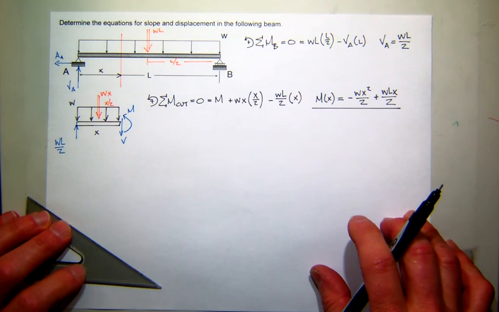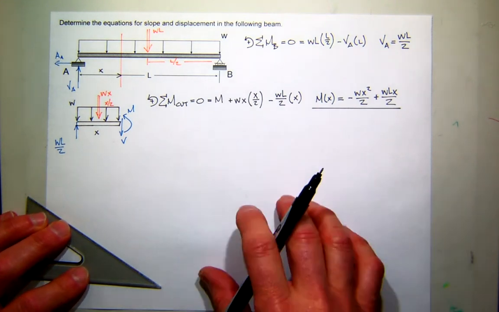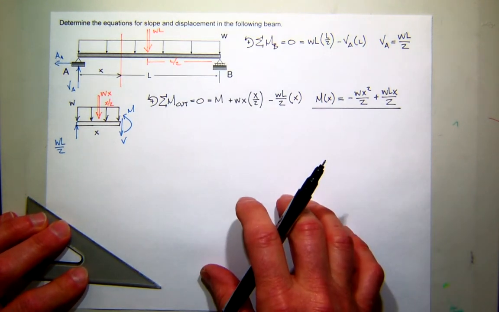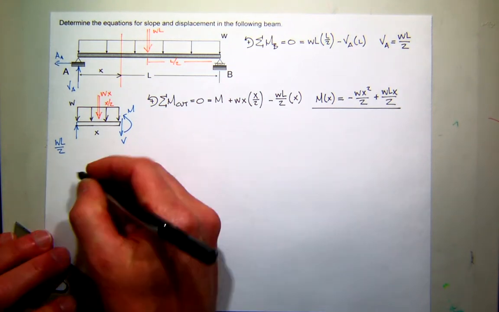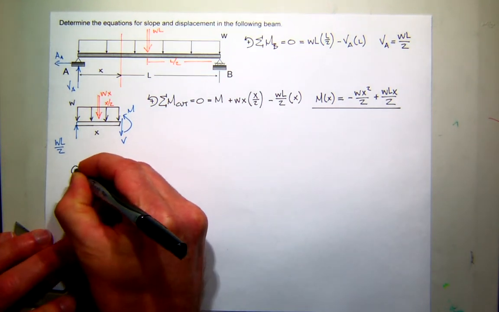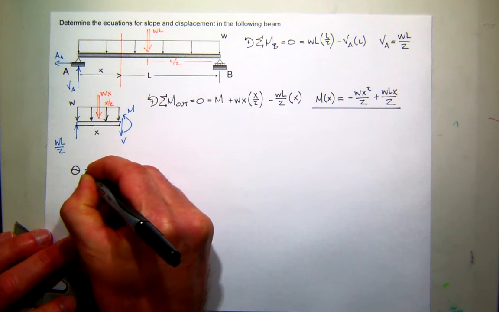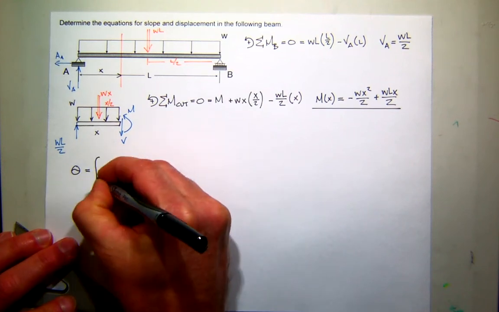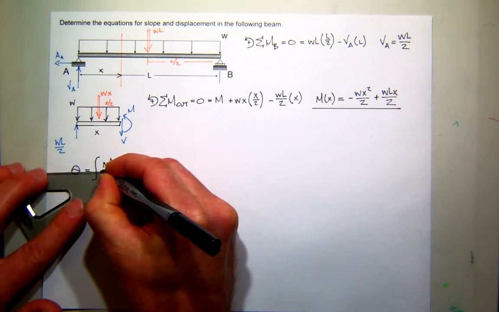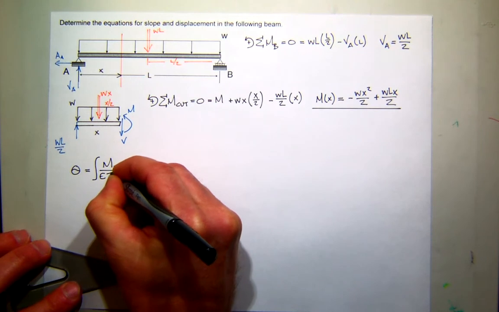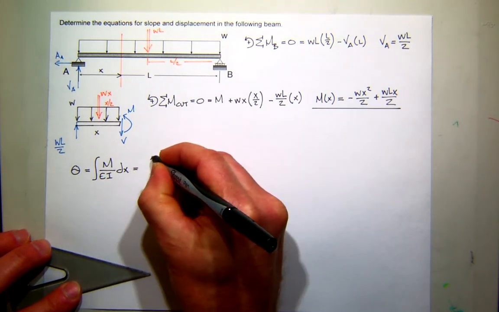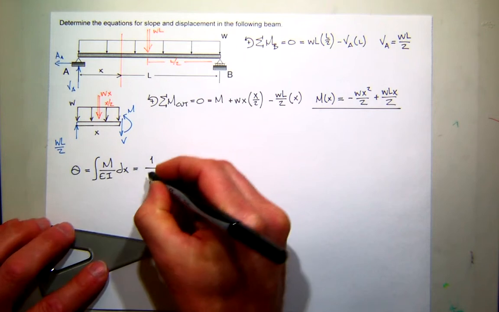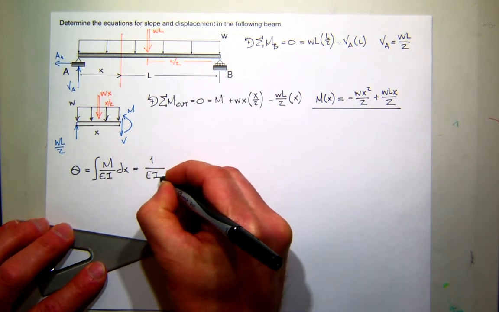All right? So up until a week ago, this is where you'd stop. But now we're just getting started. Isn't that exciting? So now we come down here and I say, well, the slope is the integral of the moment divided by EI. In this particular problem, we'll assume that EI is constant, which it usually is, not always.